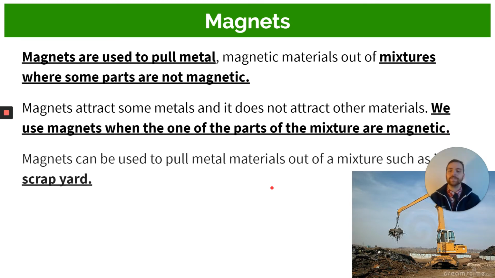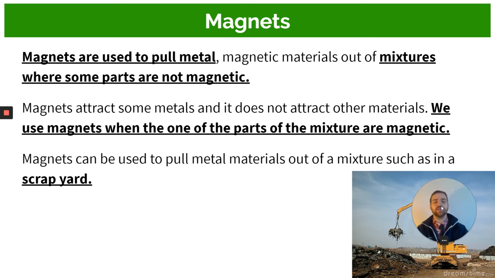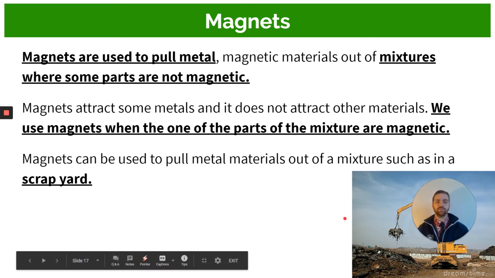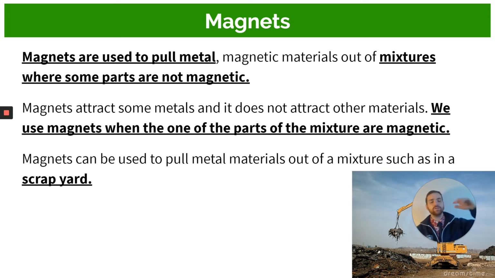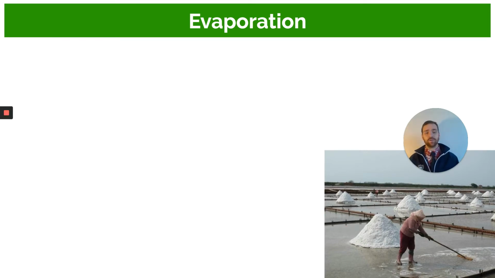Magnets can be used to pull metal materials out of a mixture, such as in a scrapyard. Here, this guy obviously wants to pull out certain metals so you can recycle them. So he uses this crane with a huge magnet attached to it. That magnet pulls out the metal pieces and leaves behind the pieces that are not. So we use this where there is a mixture of magnetic stuff and non-magnetic stuff. Examples of where we use it are in scrapyards, and we also use it in certain water filters, to make sure we're not getting certain metals into our body. Yeah, that's magnets.